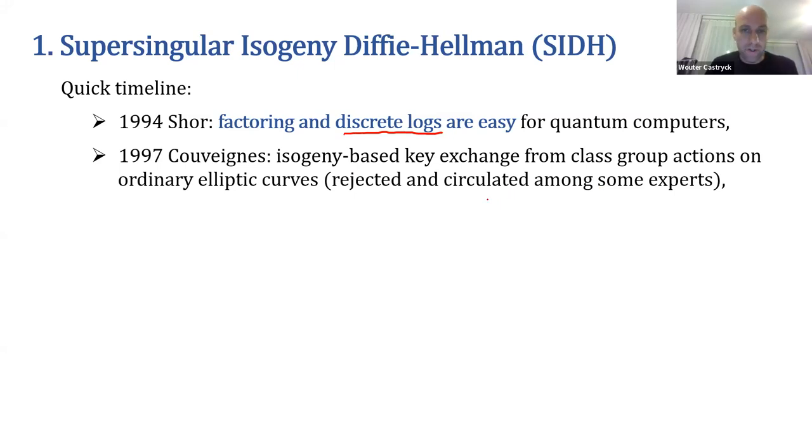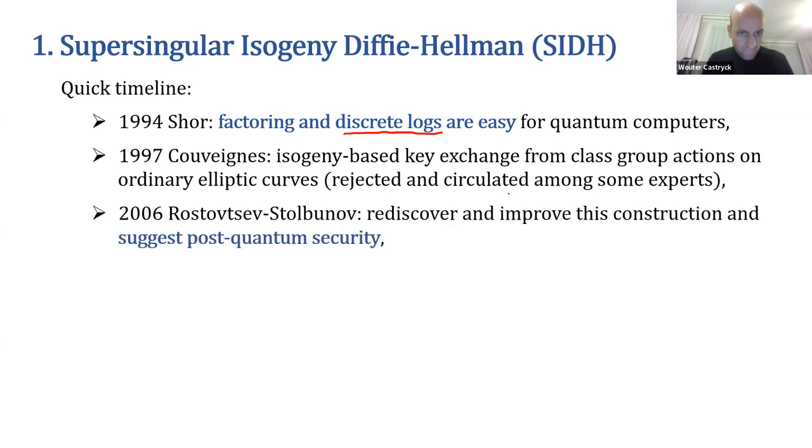This was only distributed among a few people. So Couveignes wrote a paper containing the first isogeny-based key exchange protocol, but the paper got rejected and was only circulated among some friends and experts. Couveignes's scheme was rediscovered in 2006 by Rostovtsev and Stolbunov. So Rostovtsev was the supervisor of Anton Stolbunov's PhD thesis, which was exactly on this topic. So they rediscovered Couveignes's protocol, they improved the construction, and they were the first to suggest post-quantum security. Okay, so Couveignes didn't do that.